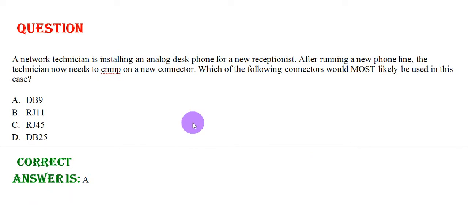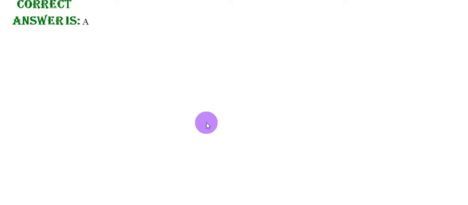A network technician is installing an analog desk phone for a new receptionist. After running a new phone line, the technician now needs to crimp on a new connector. Which of the following connectors would most likely be used in this case? Option A, DB9. Option B, RJ11. Option C, RJ45. And option D, DB25. The correct answer is option A.